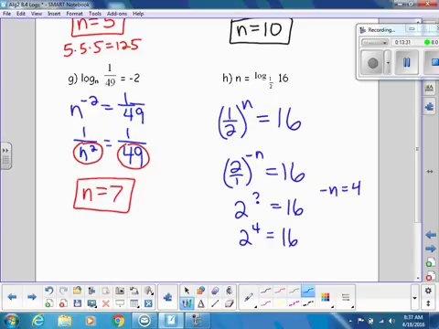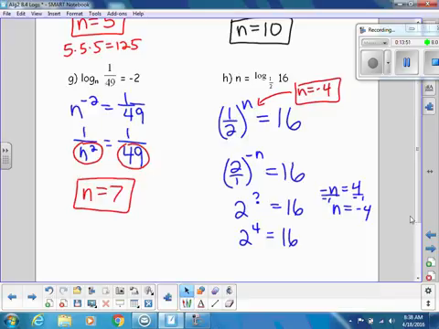Well, I don't want negative n. I want positive n. So I would divide both sides by that negative 1. And that would give me negative 4. So I would know that n, what goes right here, n is equal to negative 4. And that makes sense, right? If I would do 1/2 to the negative 4 power, that would give me 16.